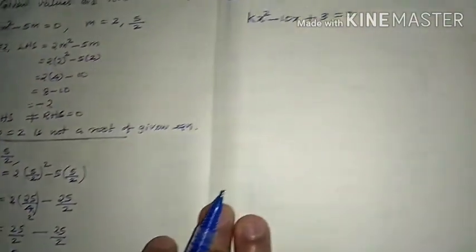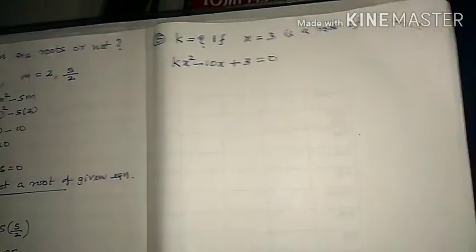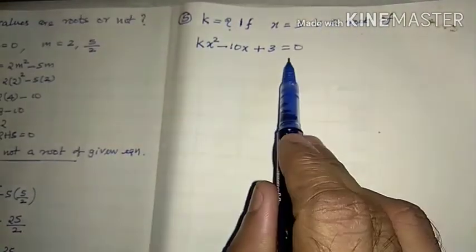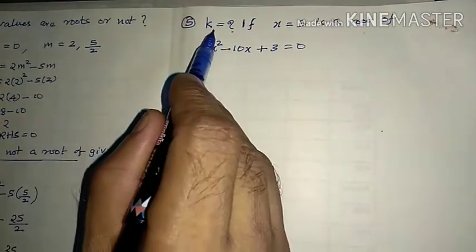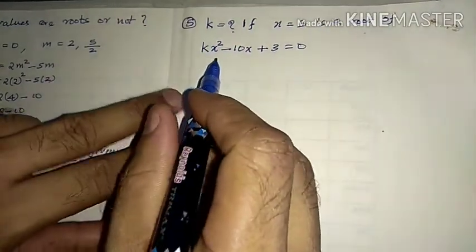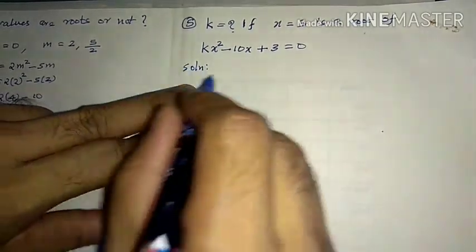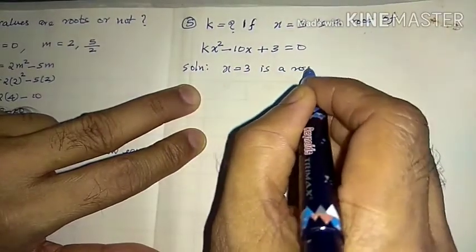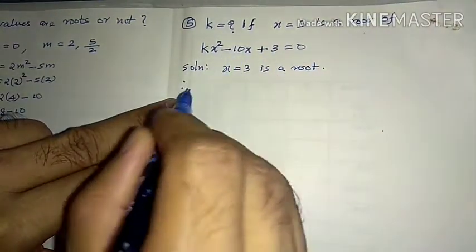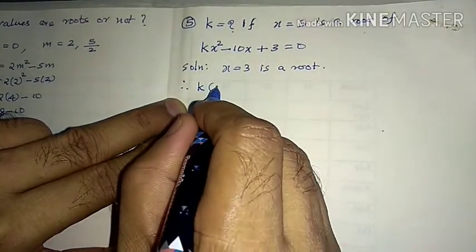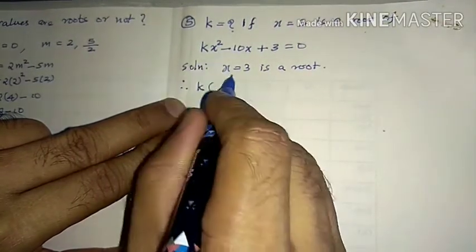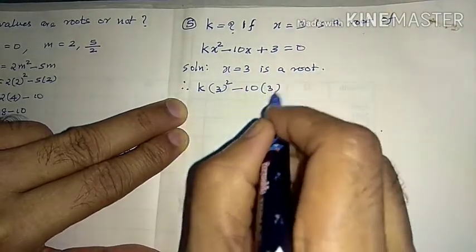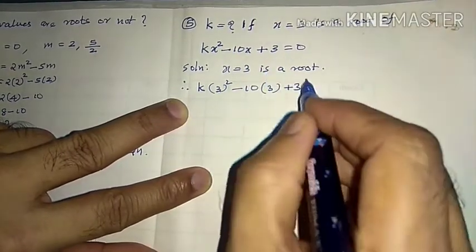Now we do question number 5. Given x is equal to 3 is a root of this equation, we have to find the value of k. Solution part. X is equal to 3 is a root. Therefore, this satisfies the equation. K into x is 3, so 3 square, minus 10 into 3, value of x is 3. Therefore, plus 3 equal to 0.